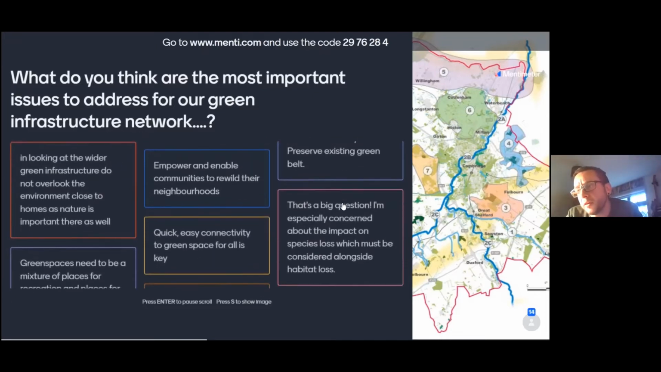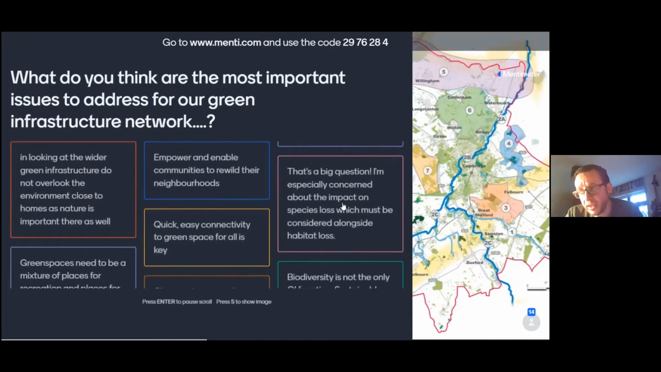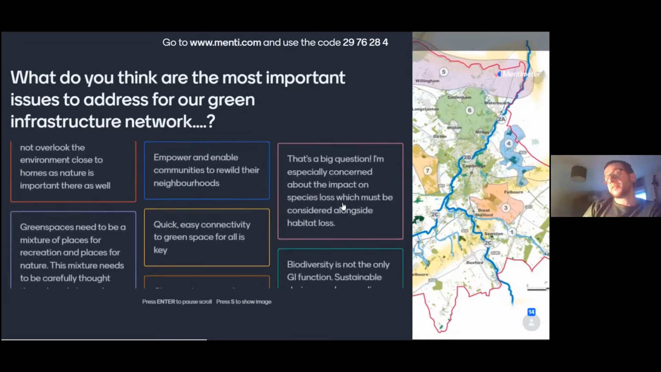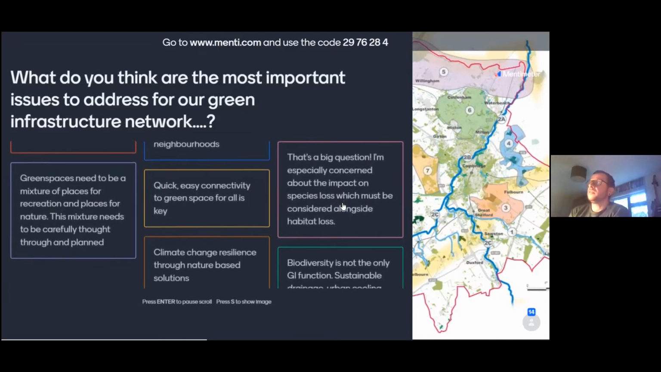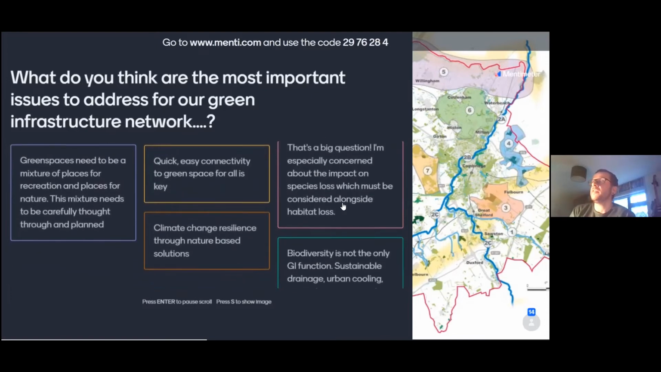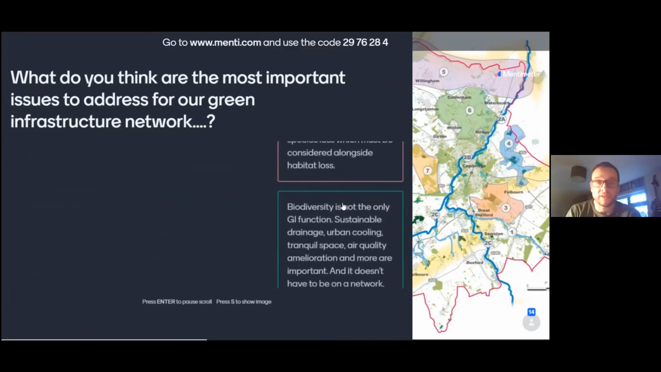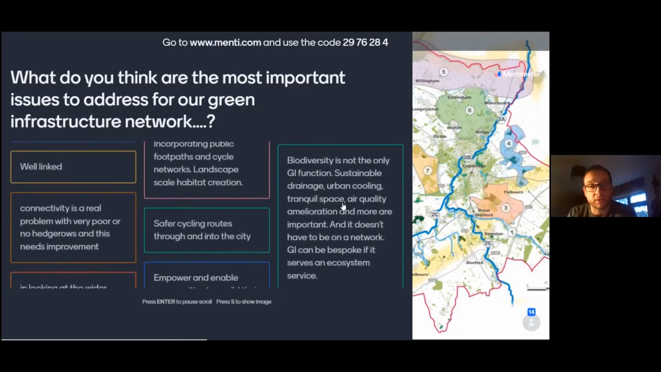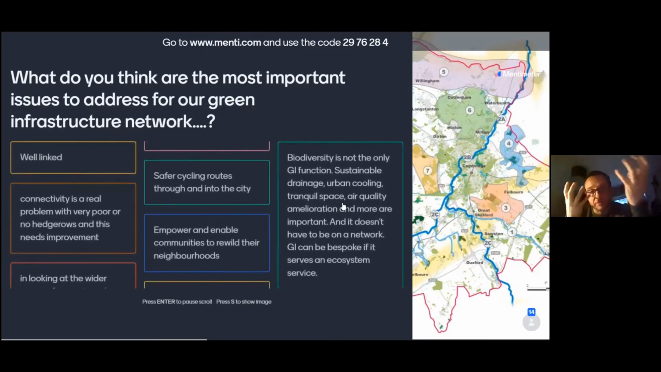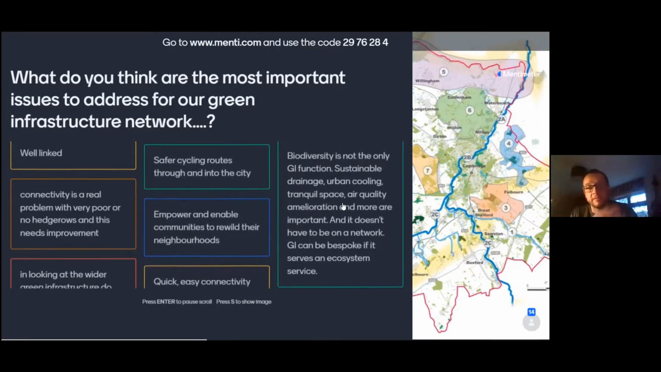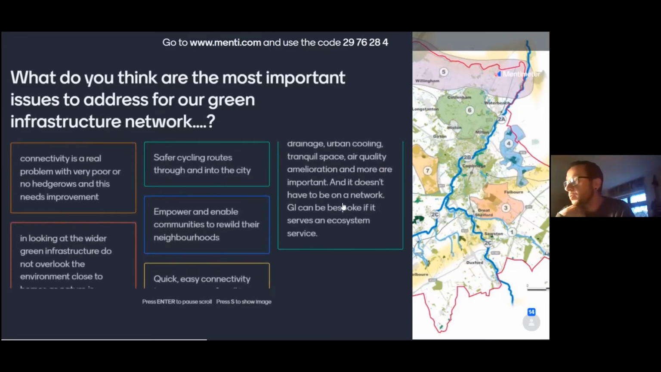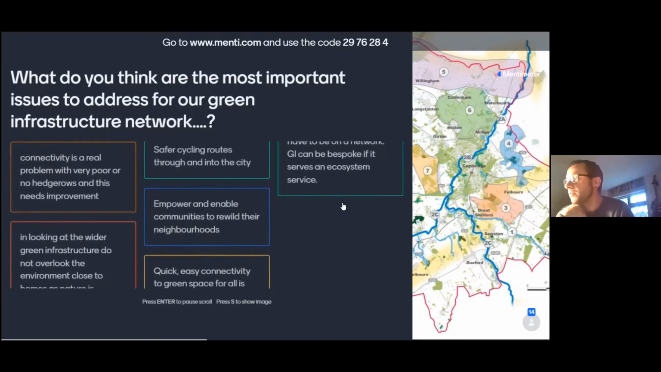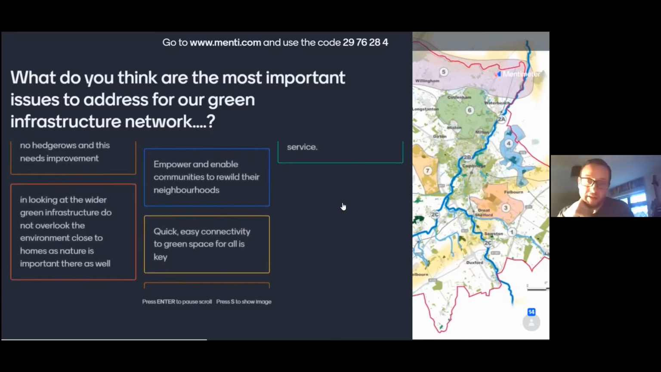Not to overlook the environment close to homes as well, as nature is important everywhere. Absolutely. And obviously the area that we're planning for is diverse. We're a city region with some very rural hinterlands, agricultural land as well. So there are all these different mosaics of areas that are really important to try and connect, and we hope that we've started to really think about this in a comprehensive way.